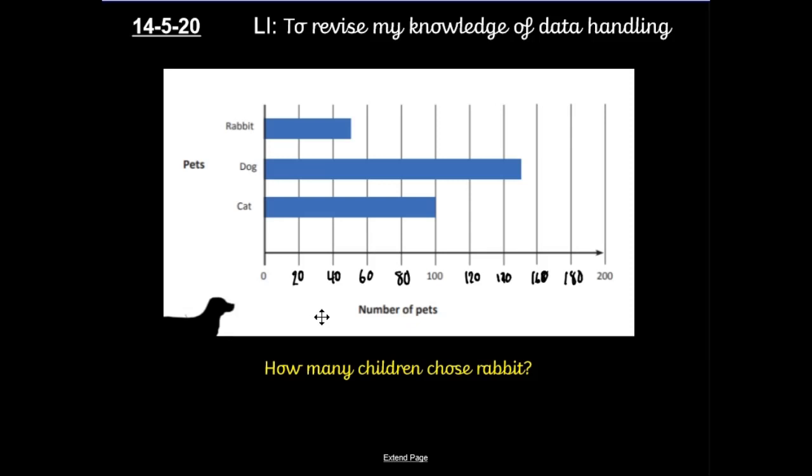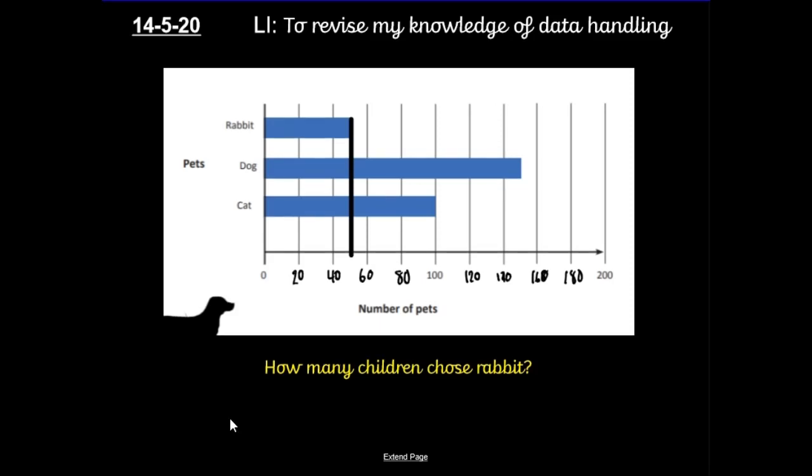Okay, so how many children chose rabbit? Well, what I would be demonstrating in the classroom at this point in time would be getting the ruler out and measuring straight down. It's all right to have a little guess and a little sort of, oh, it looks like that, but get a ruler out and really have a look. So I'm going to draw my straight line down here. And you can see it's exactly between 40 and 60. So how many children chose rabbits? Answer is 50. 50 children chose rabbits.